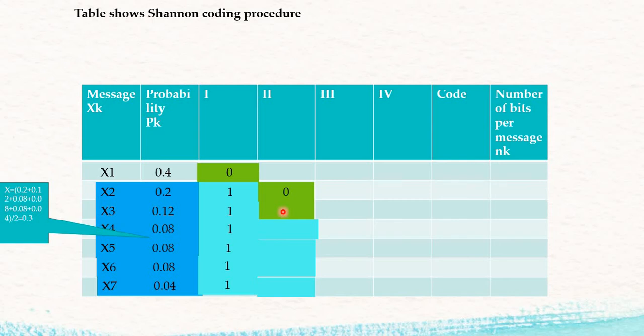Once you are done with the partition, the second task is assigning the bit. The upper section is always assigned a 0, so therefore it is assigned a 0. This one is also assigned a 0, and the lower part is assigned a 1. So this is all about your second step. Once you are done with the second step, now focus over here. Here we have not completely separated out the bits. Here we have a combination of the bits.